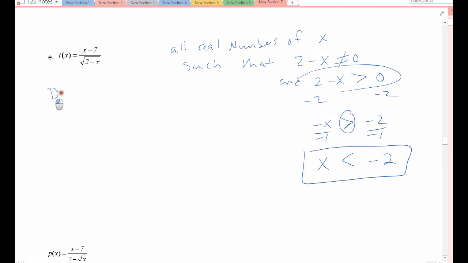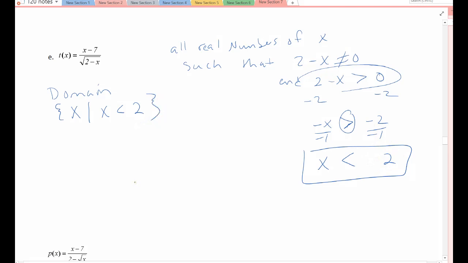And so the answer for my domain, in set notation, is the set of every x such that x is less than 2. I put negative 2, but it should have been 2, right? Negative 2 divided by negative, the negatives cancel. So make sure you change that. I had that wrong. It should have been 2, not negative 2. And there's my set notation.